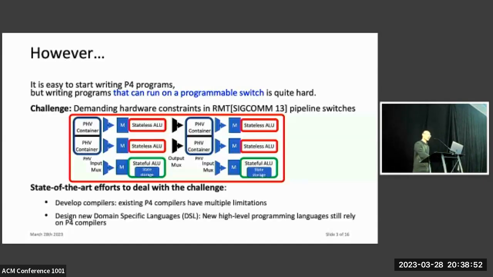State-of-the-art efforts have been made to deal with this challenge. For example, people develop compilers, but existing P4 compilers have multiple limitations in terms of compilation speed and compilation quality. People also design new domain-specific languages, but these newly developed languages still rely on the P4 compiler. Let's take a look at the challenge and state-of-the-art efforts in more detail.